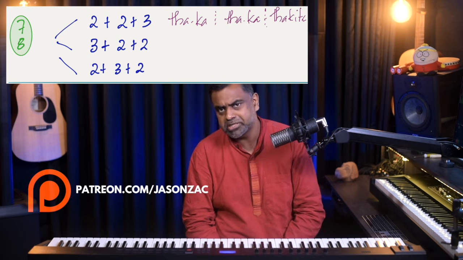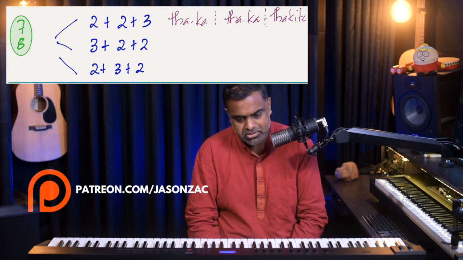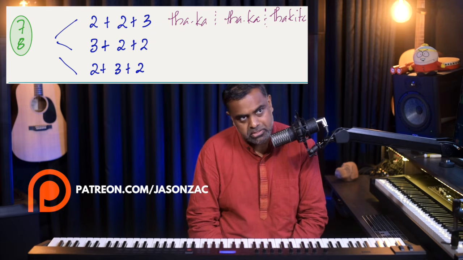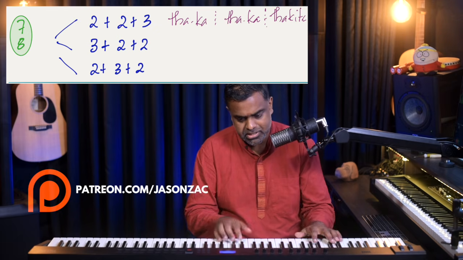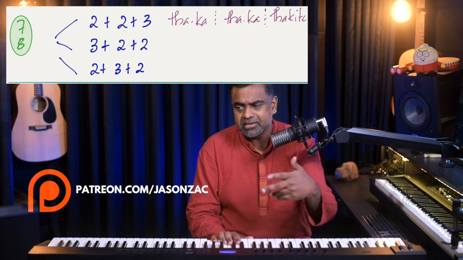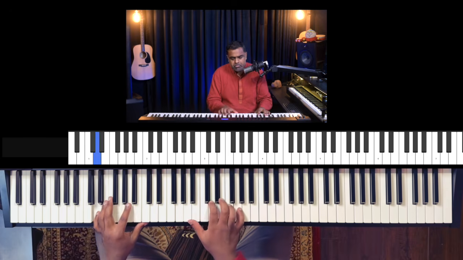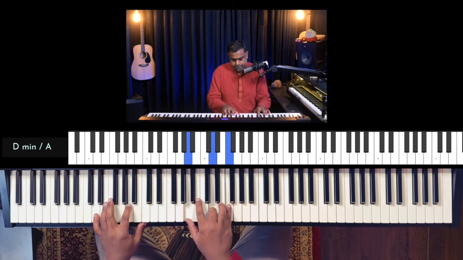Then moving on to the next time signature, 7 by 8. So again, we can do 2 evens and the odd number 3. So 1 2, 1 2, 1 2 3, 1 2, 1 2, 1 2 3. That'll be taka taka takita, taka taka takita, if you want to use konnakol.